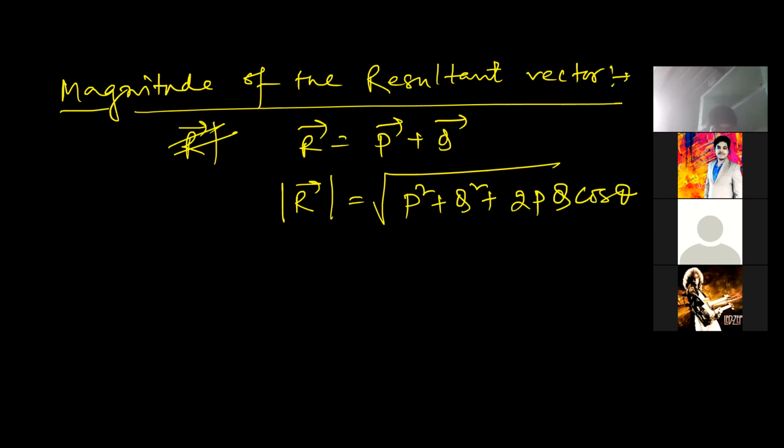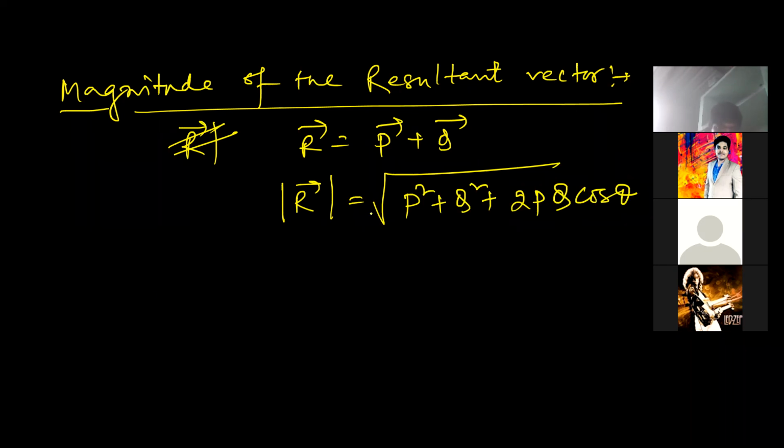In this case, which angle are they talking about? As you can see, there is some angle present here. We'll prove that expression: which angle we are talking about, and how modulus of R vector equals the square root of P square plus Q square plus 2PQ cos theta.